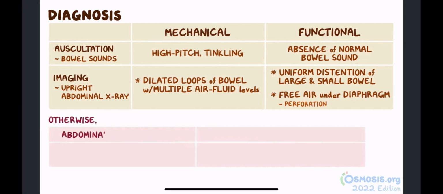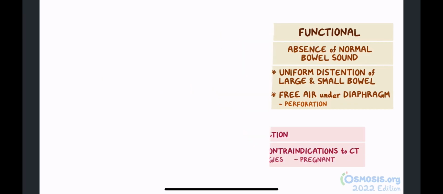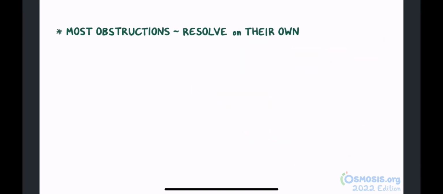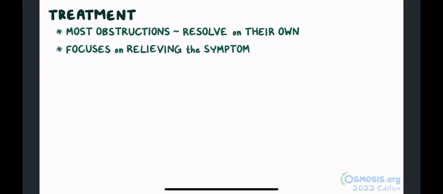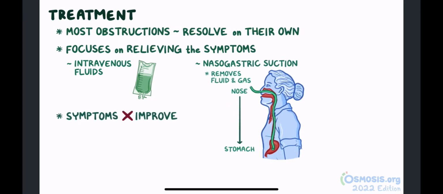Otherwise, we can proceed to an abdominal CT scan with contrast in order to identify the potential cause of the obstruction. Abdominal ultrasonography can be useful for individuals with contraindications to CT scanning, like those with contrast allergies and pregnant females. Most bowel obstructions resolve on their own, so treatment typically focuses on relieving the symptoms. This might involve administering intravenous fluids or nasogastric suction, which is when a tube is inserted through the nose to the stomach to remove the fluid and gases that have built up. If symptoms don't improve or there's complications such as perforation, then surgery might be needed.